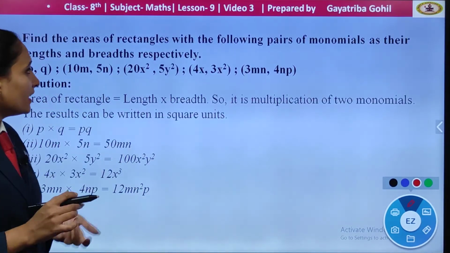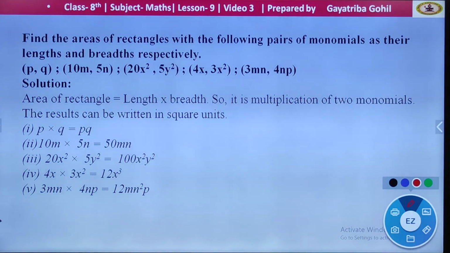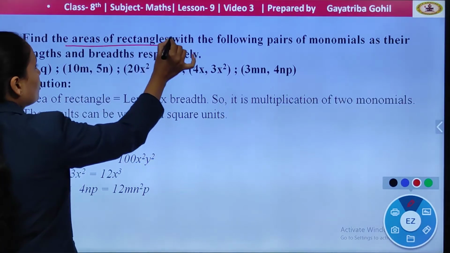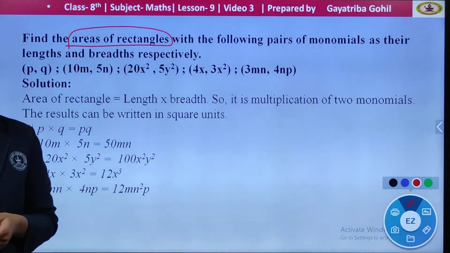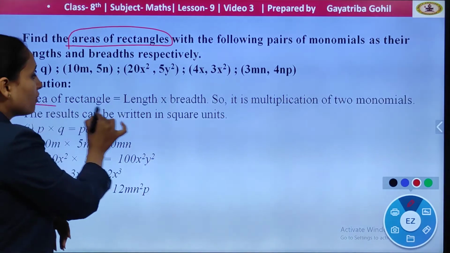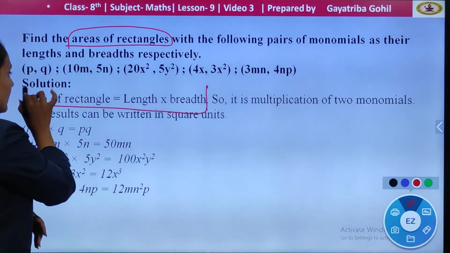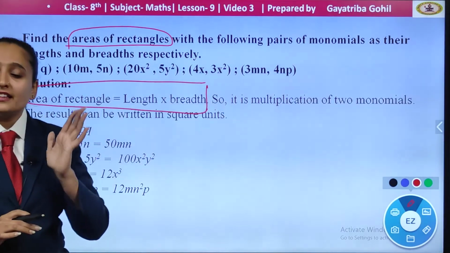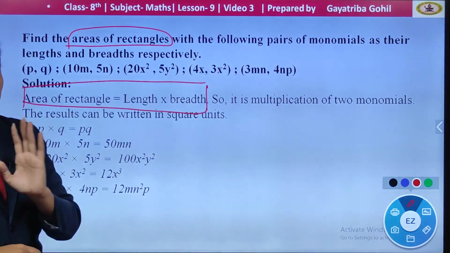Now, find the areas of rectangles with the following pairs of monomials as their lengths and breadths respectively. You want to find the area of rectangles. The measurements of the sides are given. What is the formula for area? Area of rectangle is equal to length into breadth, and length and breadth are given to us. So, again this is simply multiplication of monomials.